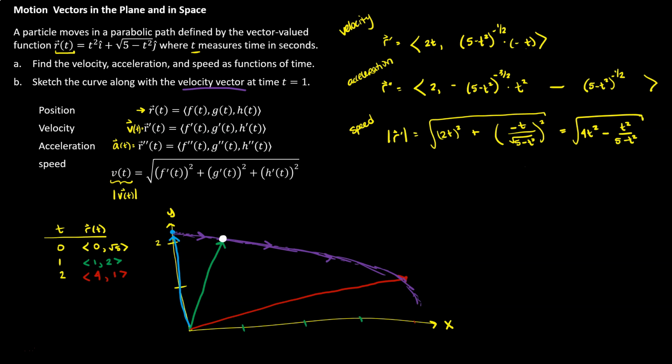If we come back to our velocity vector, r prime, we can plug t equals 1 into r prime. We'll get the vector 2, comma, let's see, we have negative 1 over the square root of 5 minus 1 squared. It would give us negative 1/2. This velocity vector will travel 2 in the x direction, negative 1/2 in the y direction. So that vector looks like this guy.